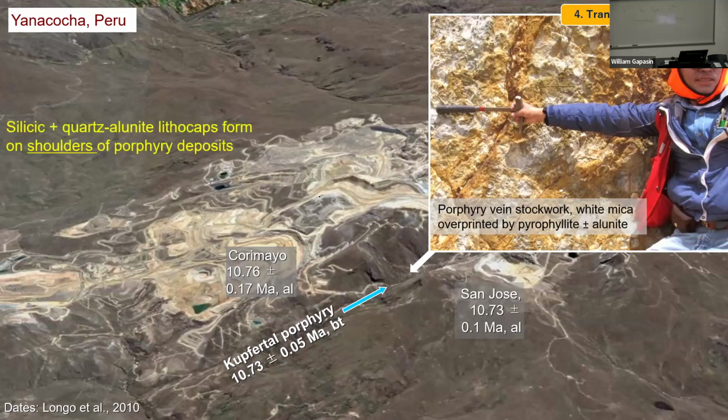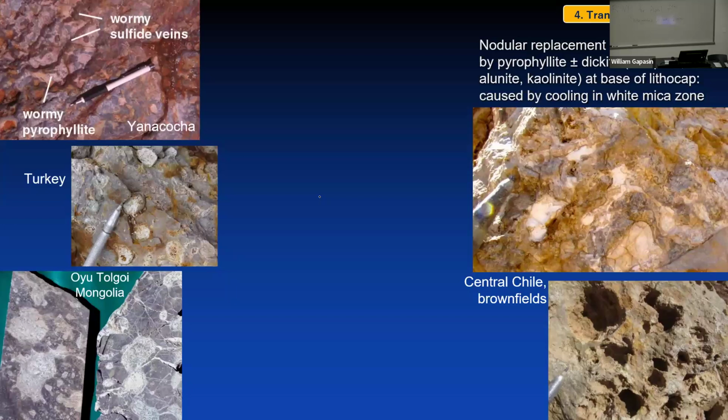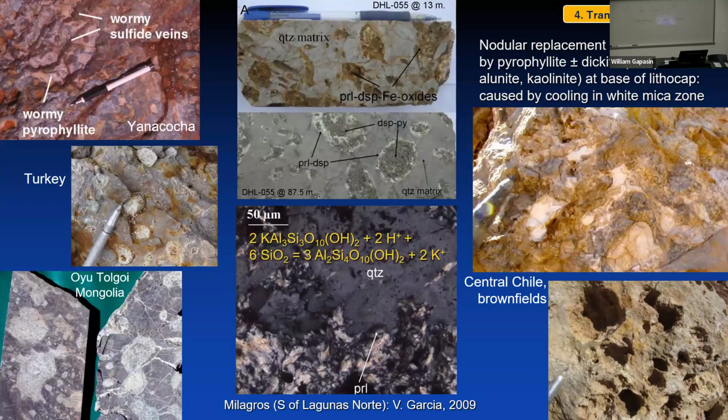So, silicic and quartzite lithocaps form on the shoulders of porphyry deposits. I can show you several examples. This was an aside about the formation of the patchy texture here, Valeria Garcia, studying the Milagros porphyry prospect just south of Lagunas Norte in northern Peru.